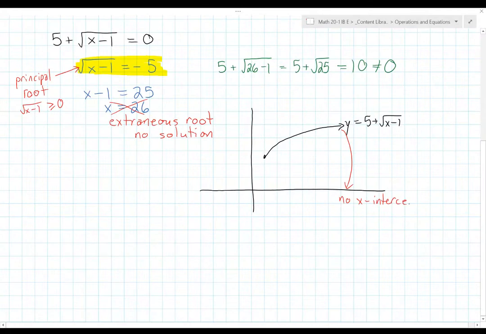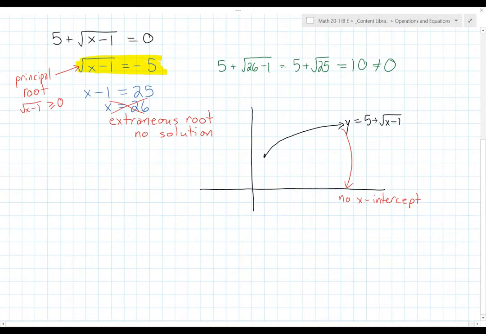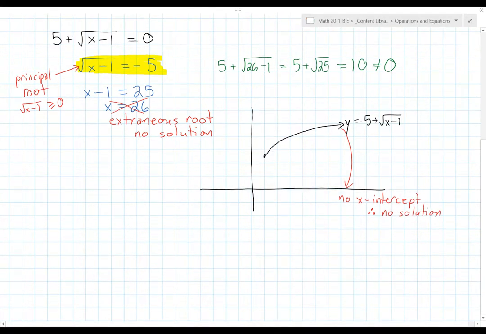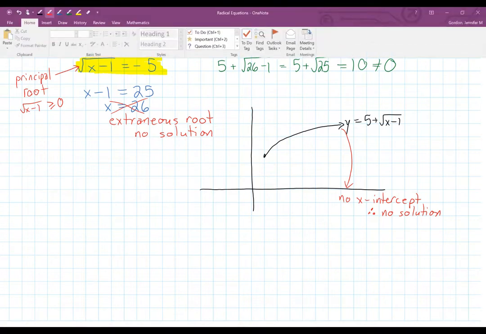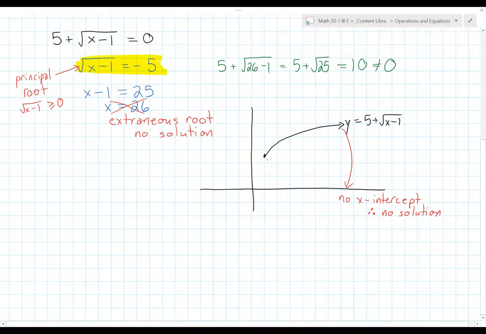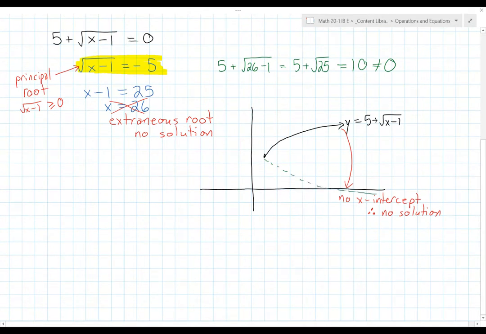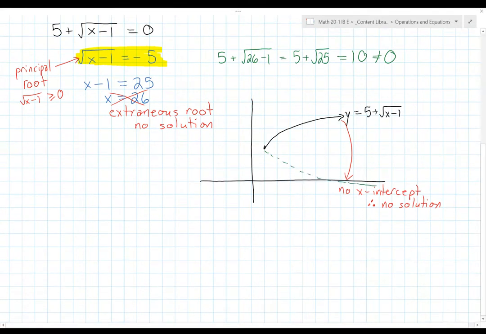So y has to be greater than or equal to 5 in this case. So there's no x-intercept, therefore no solution. But why do I get a solution popping up in my algebra? Well, the reason I get that is because I squared both sides of the equation. And when I squared both sides of the equation, I completed this parabola. I drew the second half of this parabola.